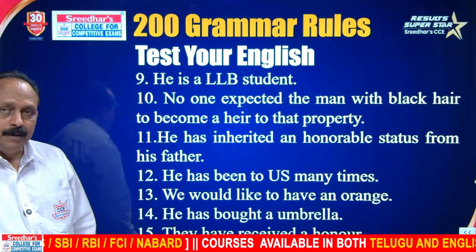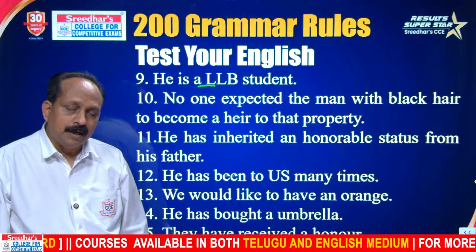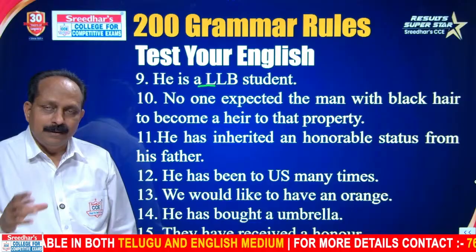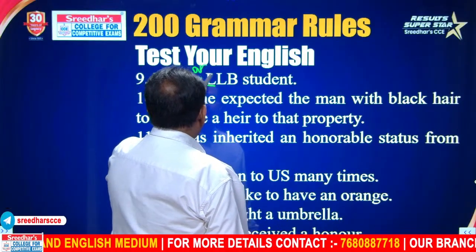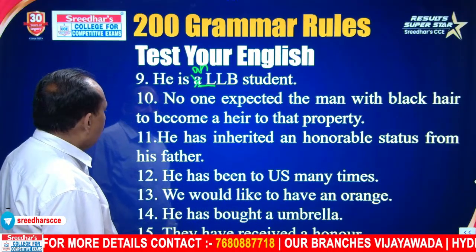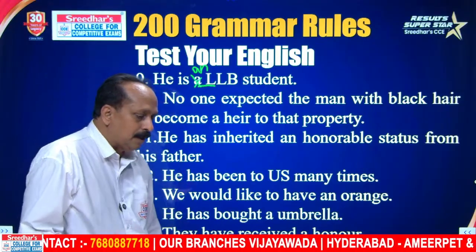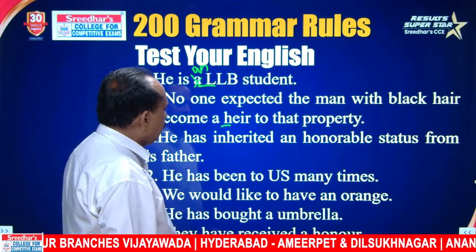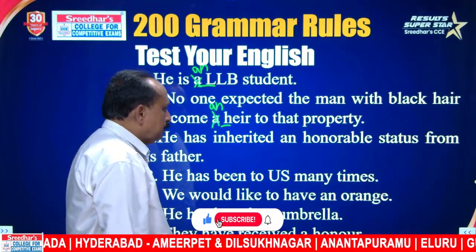What is the first letter here? L. How do you pronounce this? Though it is a consonantal letter, we pronounce LLB. E sound is there. Based on that, we should say an LLB student. No one expected the man with black hair to become a heir is not correct. H is silent. Heir to that property. Because H is silent or mute, here we have to use an.